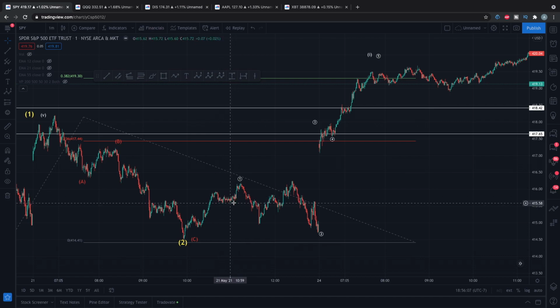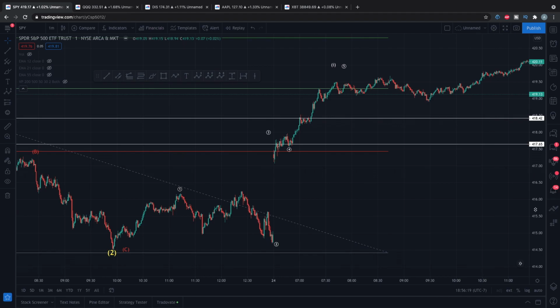This looks like exactly what you expect from wave 4. So this confirms that this is an impulsive structure upwards. And then we corrected for the second wave down in what looks like an expanded flat. So just A, B, C. And if you really wanted, you could further subdivide that A, B, C.